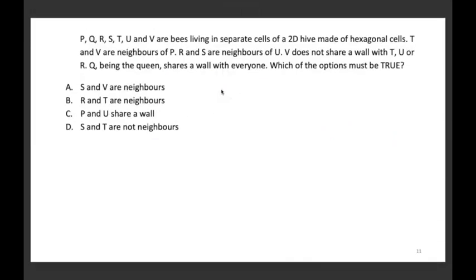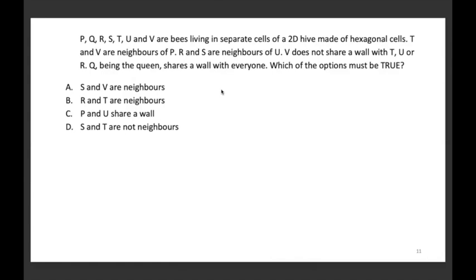P, Q, R, S, T, U and V are bees living in separate cells of a 2D hive made up of hexagon cells. T and V are neighbors of P. R and S are neighbors of U. V does not share a wall with T, U or R, and Q, being the queen, shares a wall with everyone. Which of the options must be true?